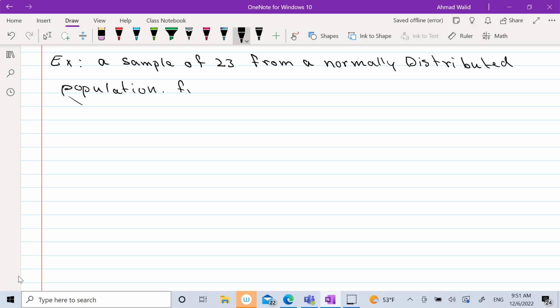Find the critical value of T alpha over 2 for a confidence level of 95%.